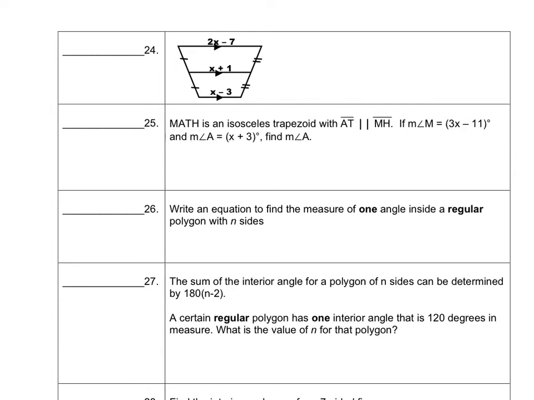Okay, same type of problem for 24. You just have more variables and more constants. So we're going to add the first two first. So combine like terms. 2x and x is 3x. Negative 7 and negative 3 is negative 10. Follow the formula, divide by 2. Set that equal to what is in the middle. X plus 1 is in the middle, so set that equal to x plus 1.